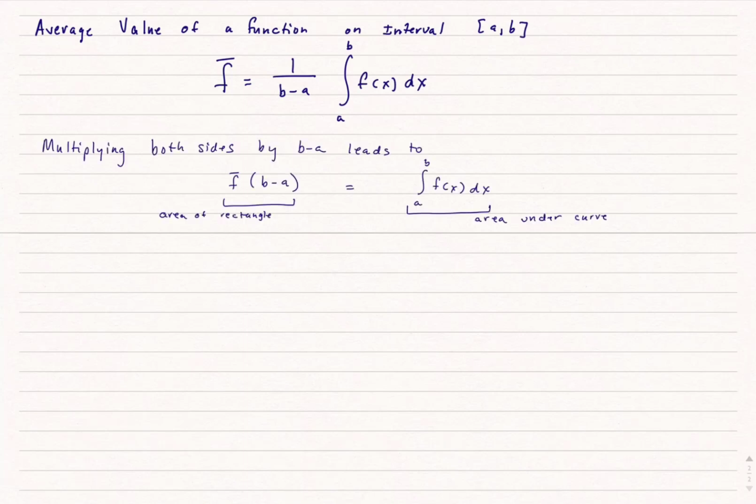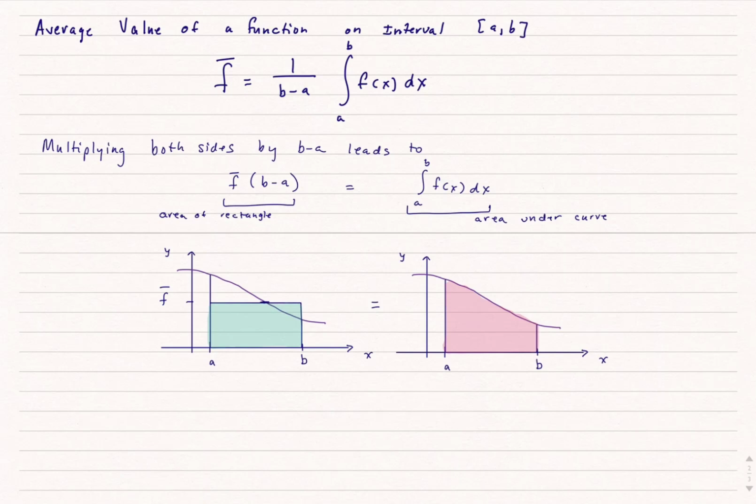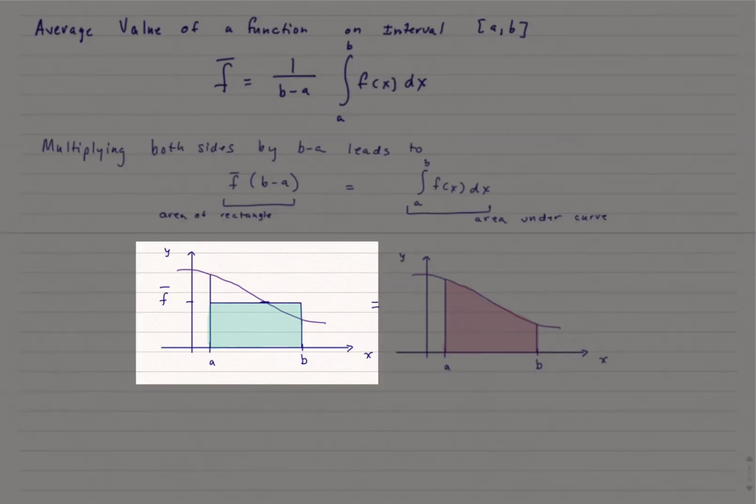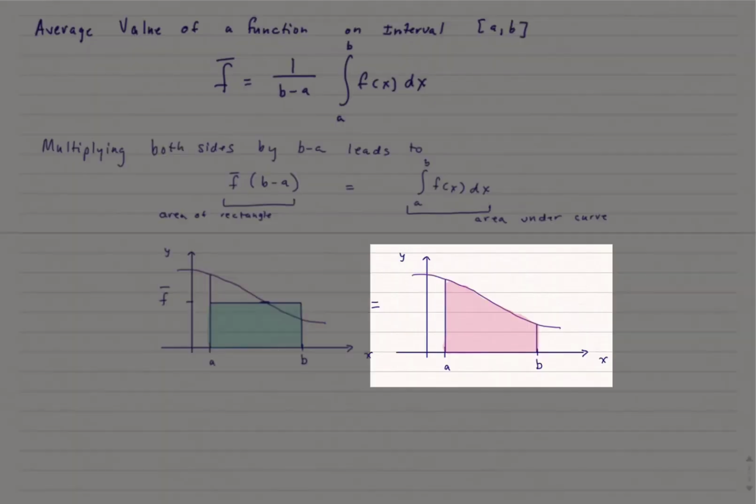If I take this equation and multiply both sides by b minus a, the left-hand side looks like the area of a rectangle. It looks like a length times a width, and that is equal to, well, we already know what's on the right-hand side. That's the area under the curve. Let's look at what this looks like in terms of graphs. So again, if I take that average value, that's a number, and I multiply it by the distance b minus a, I get the area of that green rectangle, and that is equal to the area under the curve on the right-hand side.